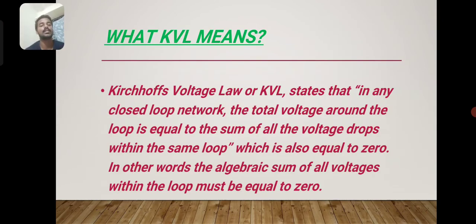What is KVL? KVL means Kirchhoff's voltage law. It states that in any closed loop network, the total voltage around the loop is equal to the sum of all the voltage drops within the same loop, which is also equal to zero. In other words, the algebraic sum of all voltages within the loop must be equal to zero.